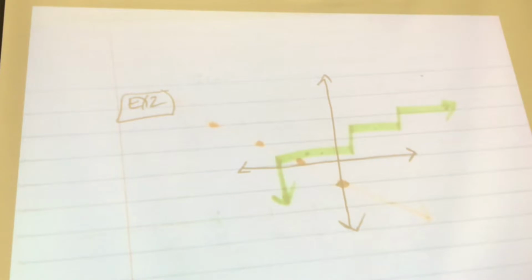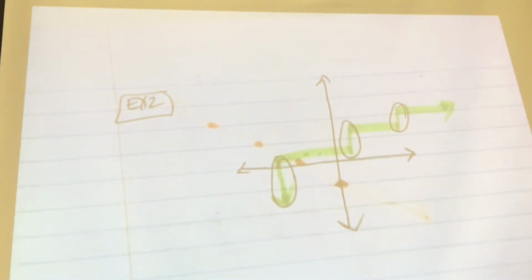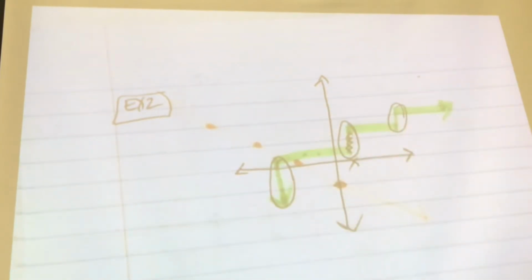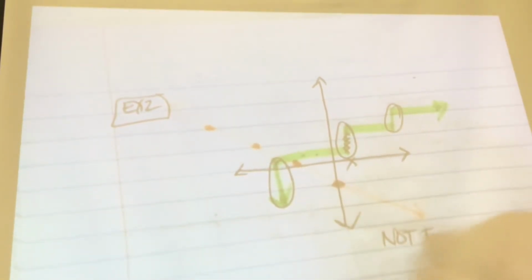Not a function because it fails the vertical line test right here. Right here. Right here. Everybody see that? This x value, no matter what it is, has too many y values. How many is it allowed to have? One. So this is not a function.